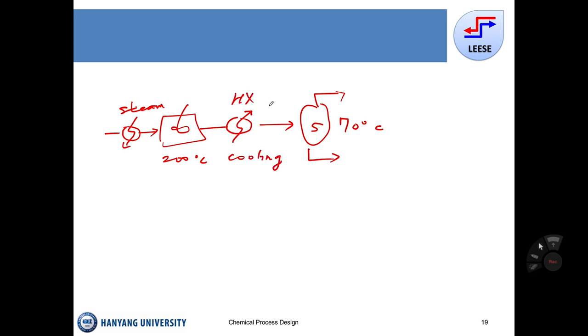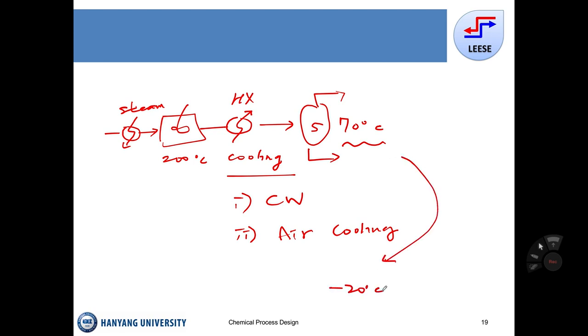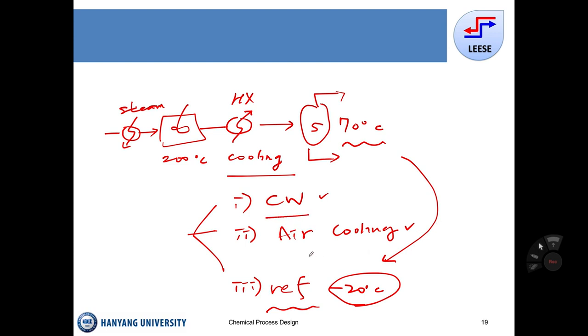That is typically done by a heat exchanger. The cooling might be done by cooling water, or it might be done by air cooling. If this temperature is not 70, let's say if this temperature is minus 20, then the cooling water and the air cooling cannot be used. Then we need to use refrigeration. For this sub-ambient cooling, we need refrigeration. So these three are the typical cooling media for the industry. Above the ambient temperature, we might use cooling water and air. Under sub-ambient conditions, we probably need to use refrigeration.